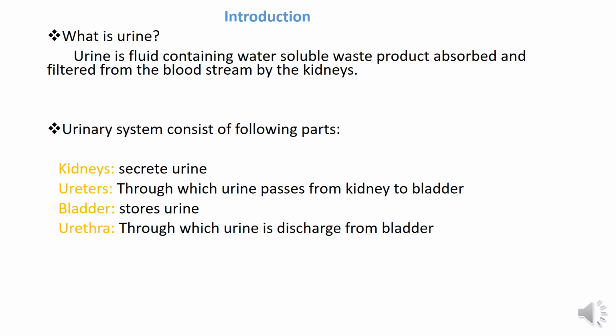The urinary system consists of the following parts. First is the kidney. The kidney is the most important, and we know about the anatomy and physiology of the kidney. The kidney secretes urine, the ureter is through which urine passes from the kidney to the bladder, the bladder stores urine, and the urethra is through which urine is discharged from the bladder. So we are going to study the analysis of urine, and you must know about the anatomy and physiology of the kidney.